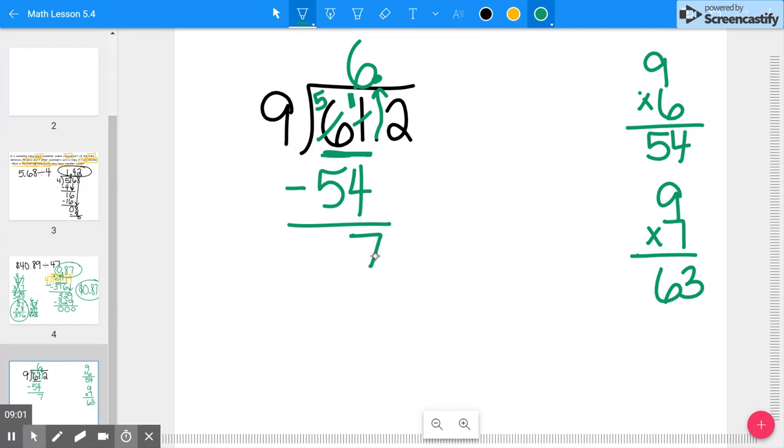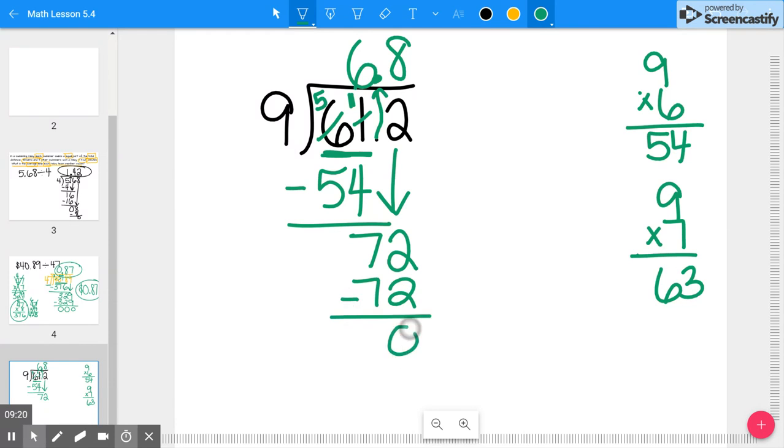So then I need to check. Can I do 7 divided by 9? I can't. So I need to bring down my 2. And now I can say 72 divided by 9, and that's an easy math fact. 72 divided by 9 is 8. So now I multiply. 8 times 9 is 72. And I subtract, and I get 0. So I have to check first. I say 0 divided by 9. Does that work? No. Do I have anything left to bring down? No. So my answer is 6 and 8/10.